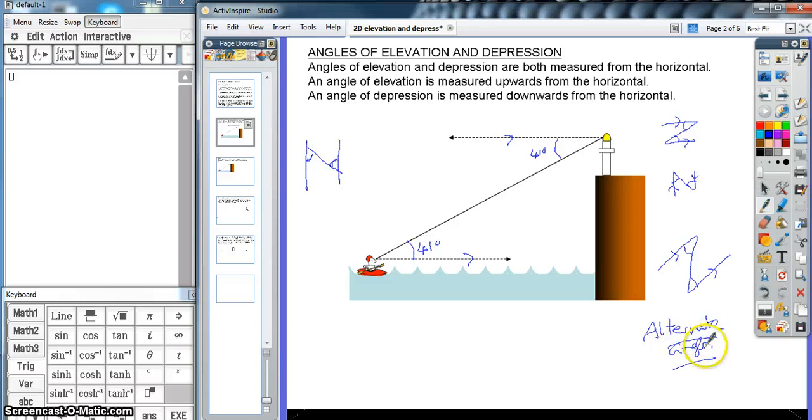Okay. The most common mistake that's made with them is if you are told, for example, the angle of depression is 41 degrees, and that's all we've got. The most common mistake is that people think it's this, which is not measured from the horizontal. It's just the angle at the top of the triangle there.